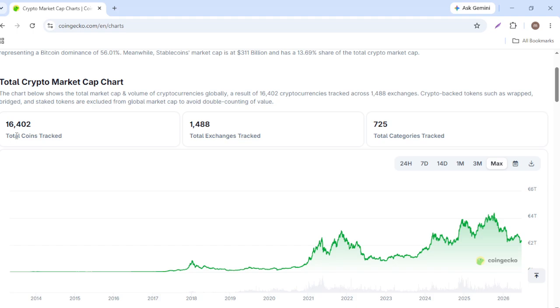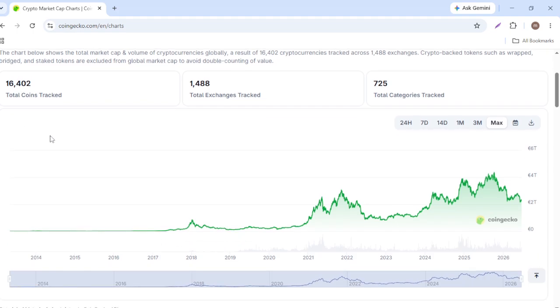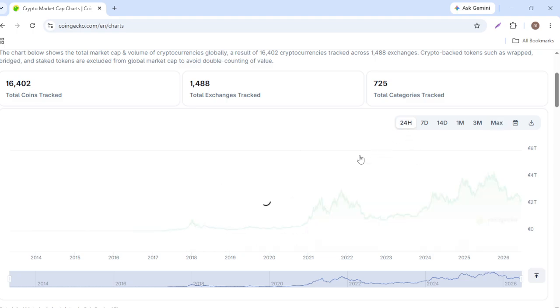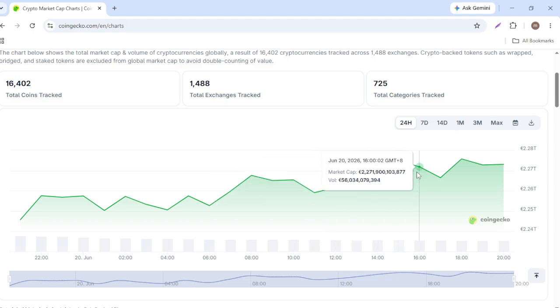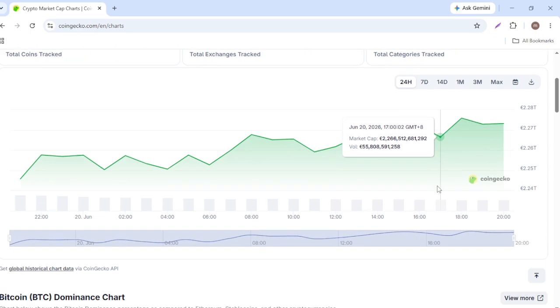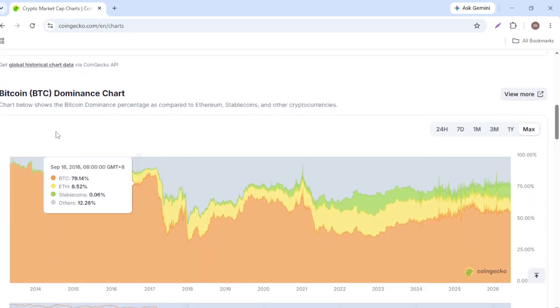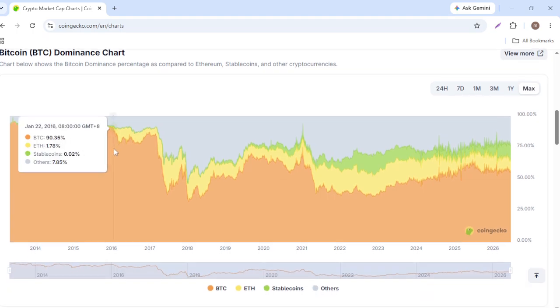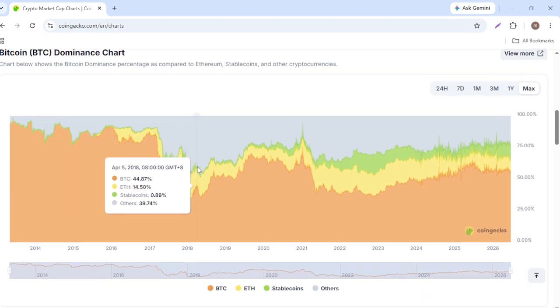Global market cap. This is the total value of all cryptos combined. If this is dropping while BTC price stays flat, it means capital is leaking out of the altcoin market. BTC Dominance. This is crucial. If BTC Dominance is rising, it often signals that the market is in risk-off mode and capital is flowing out of risky alts and into the safest asset.